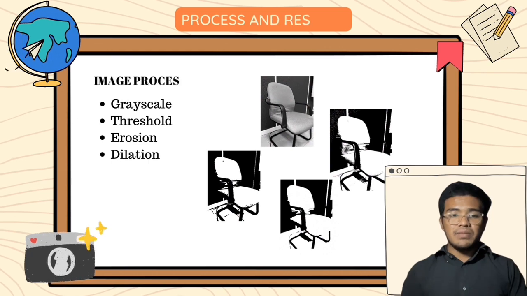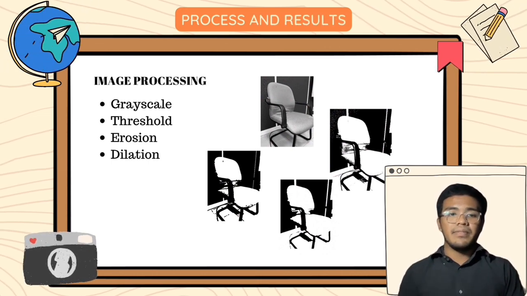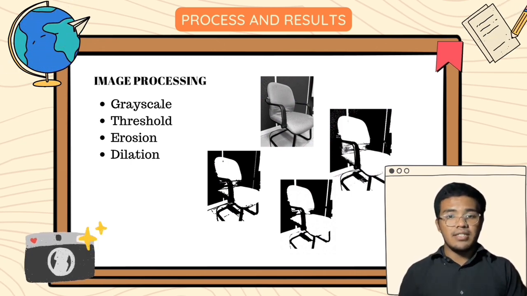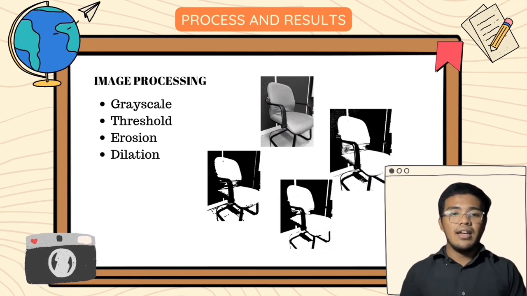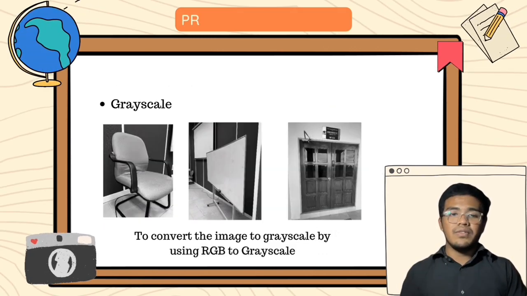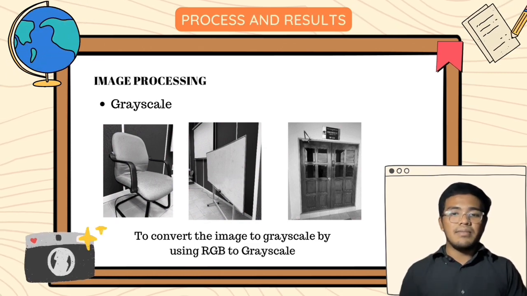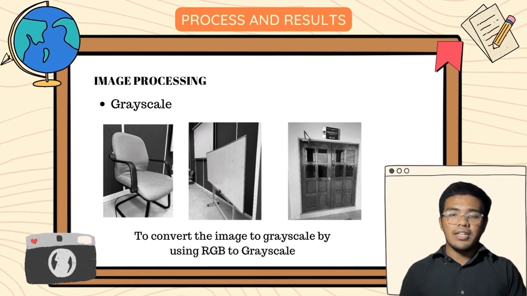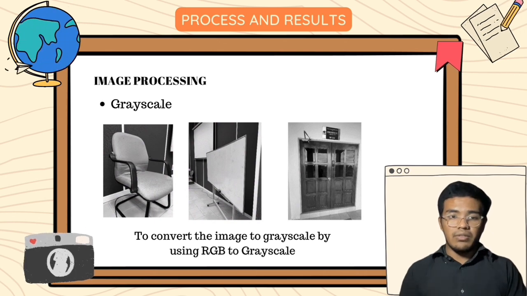Next is image processing. After we upload the image into MATLAB, we process the image by using a few concepts such as grayscale, threshold, erosion, and dilation. As a start, we need to convert the image to grayscale by using RGB to grayscale in MATLAB. This must be done because the grayscale approach can increase the recognition accuracy in a variety of situations.